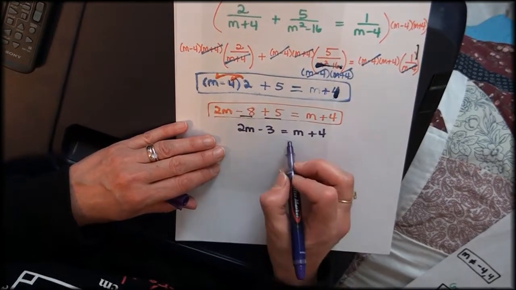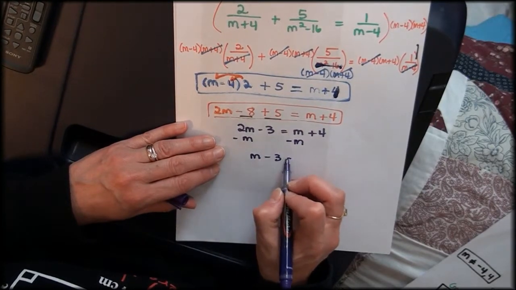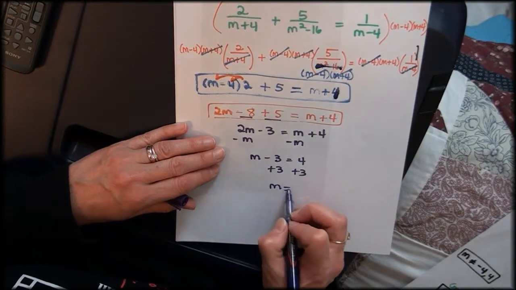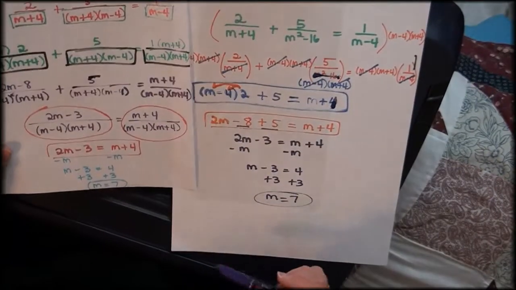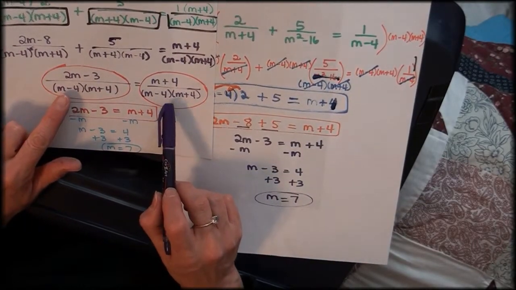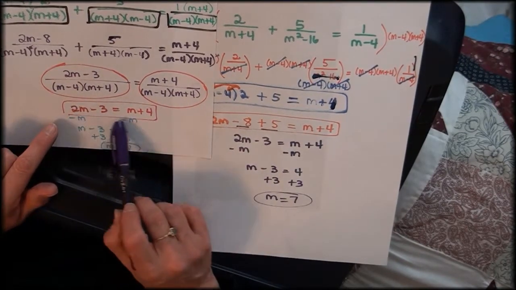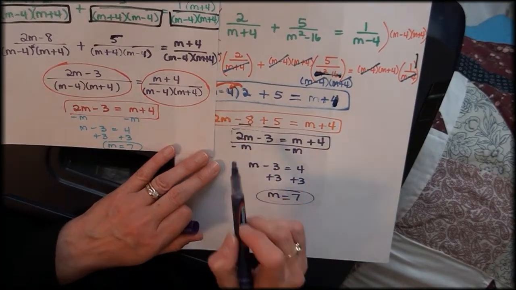Now let's get all the variables on one side. I'm going to subtract my m, and I'm going to add my 3. Because see, that took it right back to the same equation we had before. Notice in red, once we had gotten the common fractions, the same fractions, and said the denominators are the same, so the numerators have to be the same. That's what's in red here, and that's what's in purple right here, the very same equation.